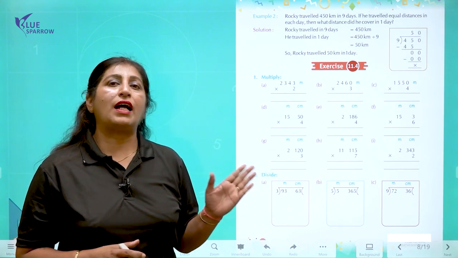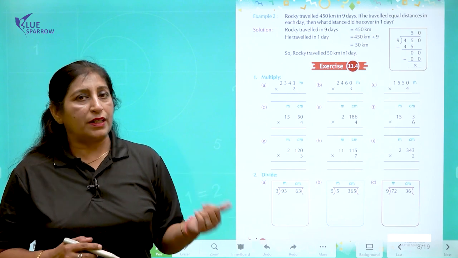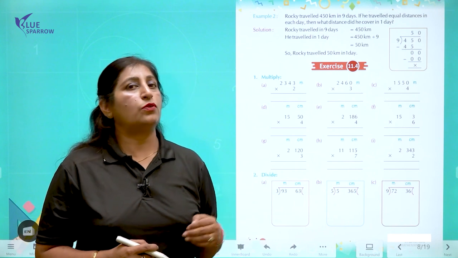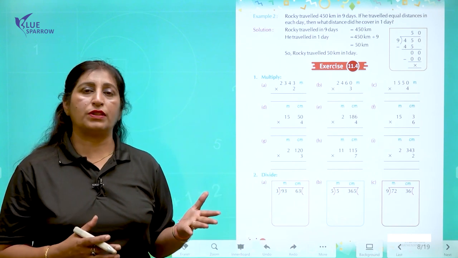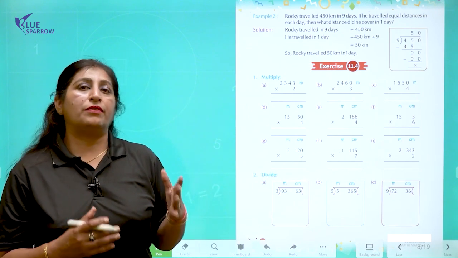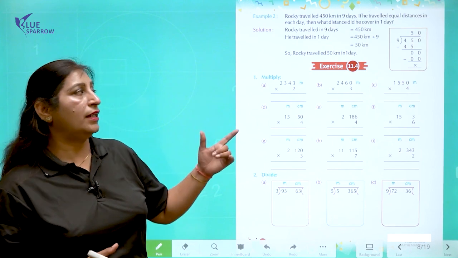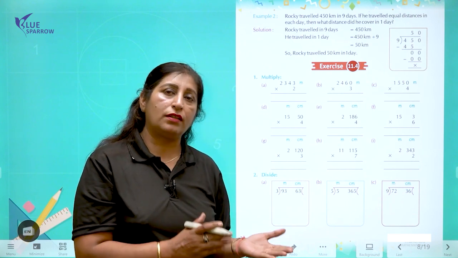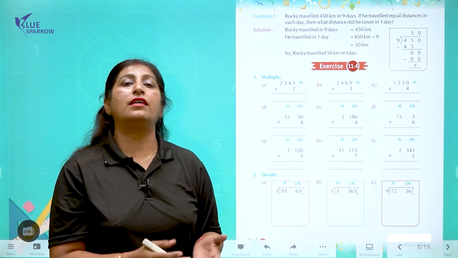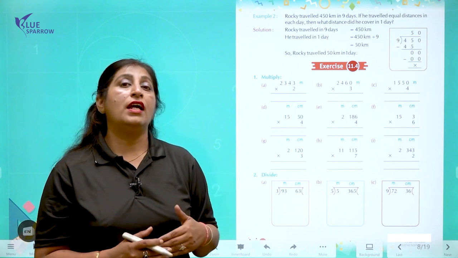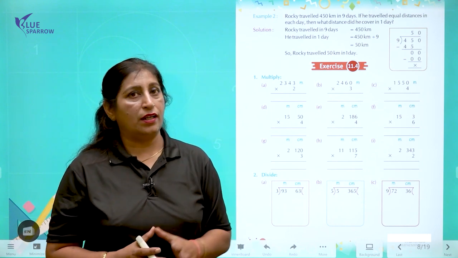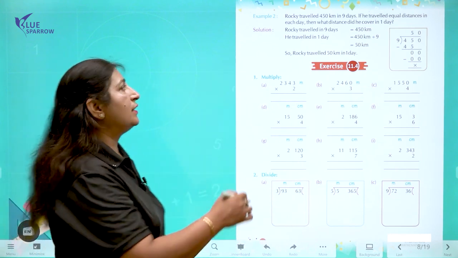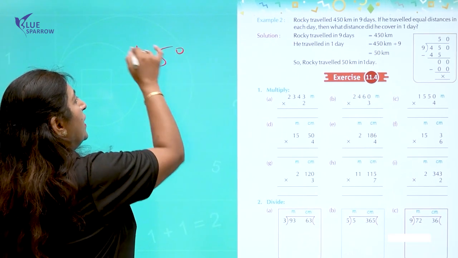In that question, you were asked to find out the much bigger number. Means you were given the jute required for one room and you were asked to find the jute required for 6 rooms. In that case, you multiplied the given length with the number 6. And here you are told that the distance of 450 km is covered in 9 days, and you have to find the distance covered by the child in one day if he travels equal distance each day. It means you would divide 450 km by 9. Let's divide 450 km by 9.